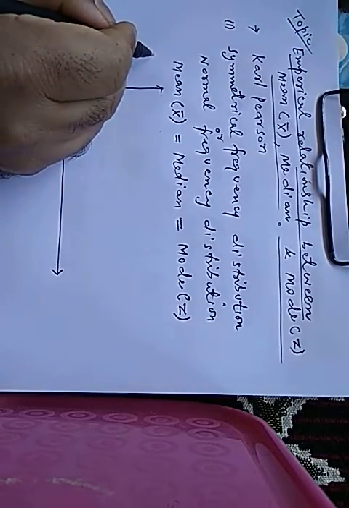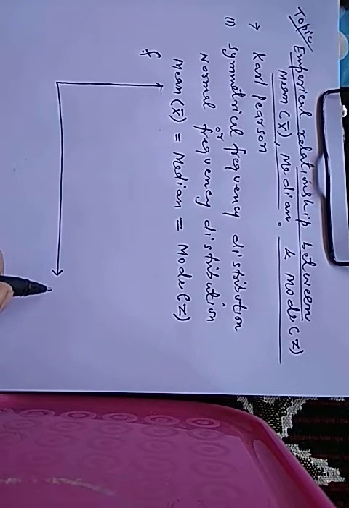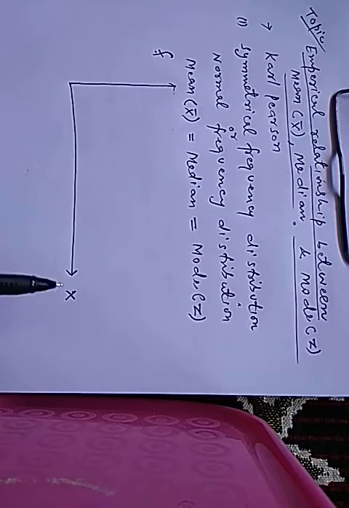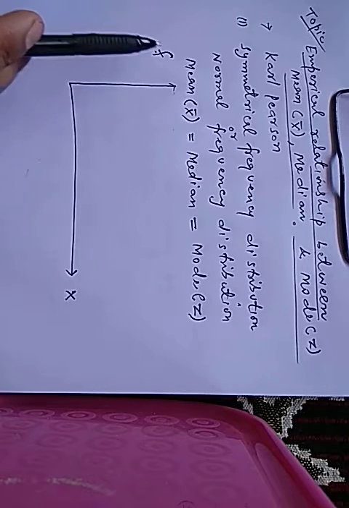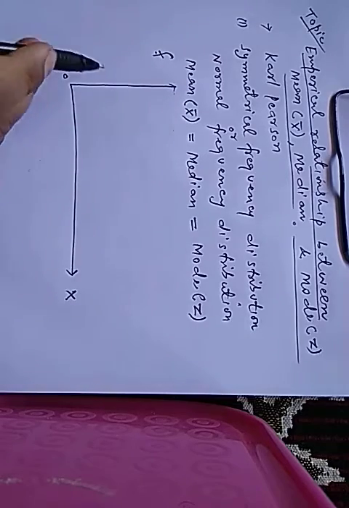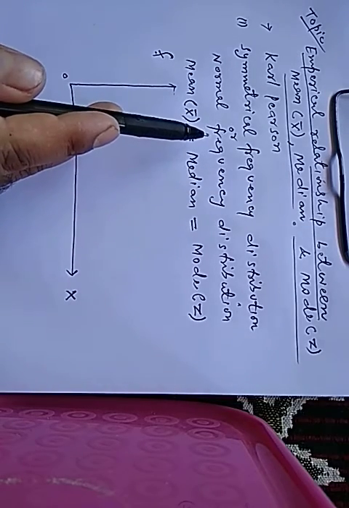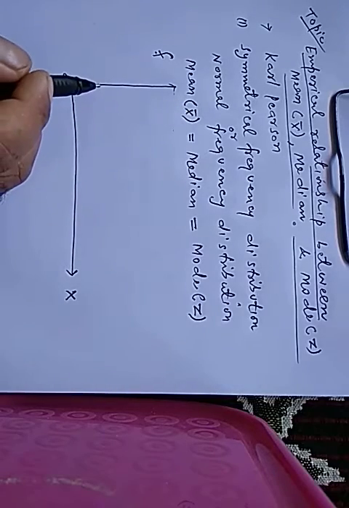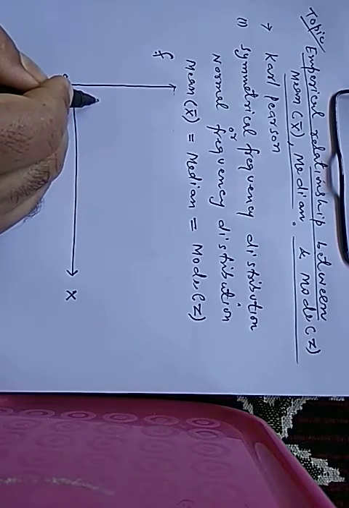On the vertical axis, we take the values of frequency, denoted by f, and on the horizontal axis the values of the variable, generally denoted by x. X is a variable and f is a frequency. And in case of symmetrical or normal frequency distribution, the shape of the frequency curve is bell shaped, like this.